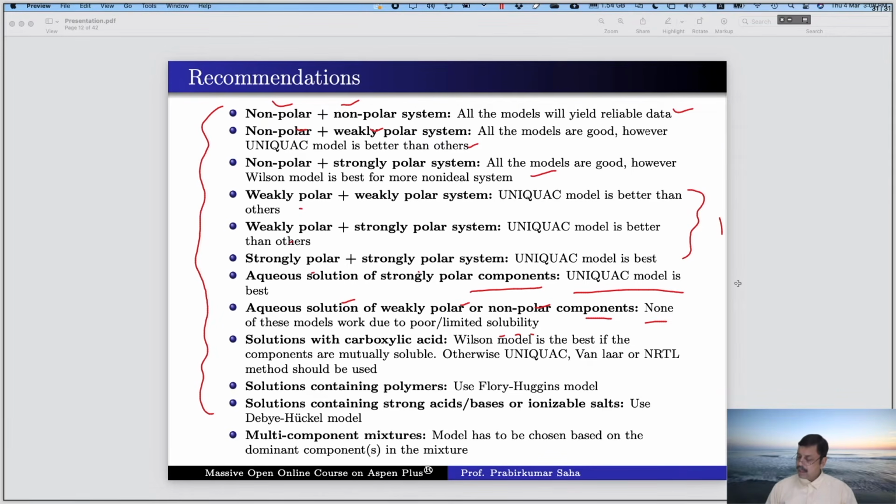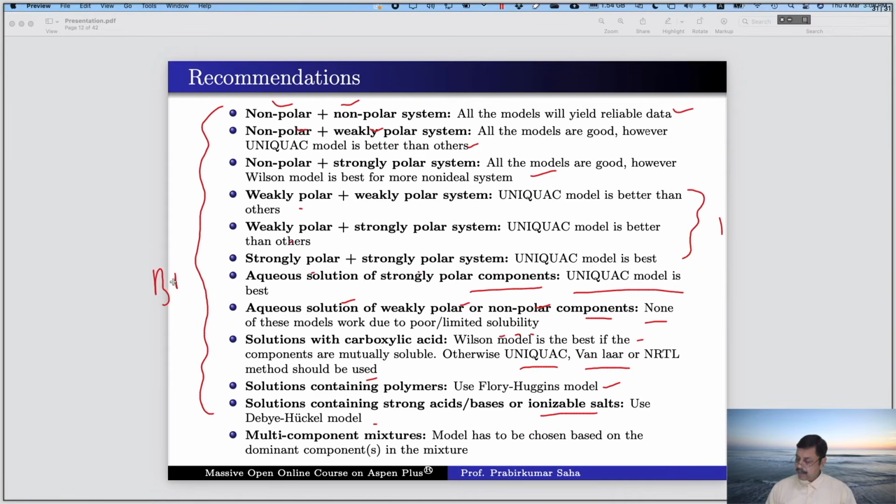For solutions with carboxylic acid, the Wilson model is the best, if the components are mutually soluble. Otherwise, UNIFAC, Van Laar or NRTL model should be used. If the solutions contain polymers, then you have to use the Flory-Huggins model. If the solutions contain strong acids or bases or ionizable salts, then you have to use the Debye-Huckel model. So these are for binary systems.